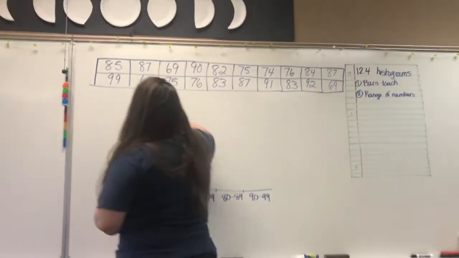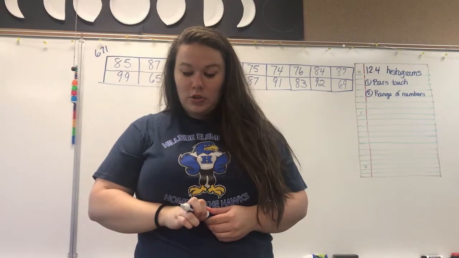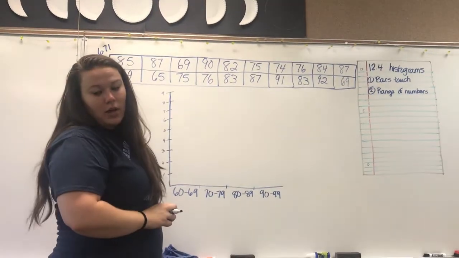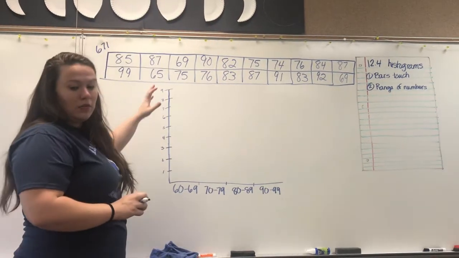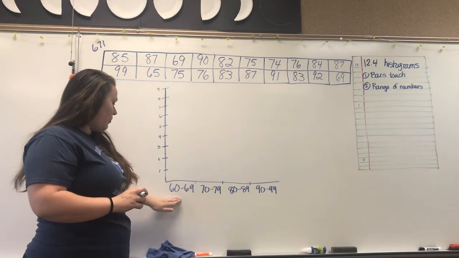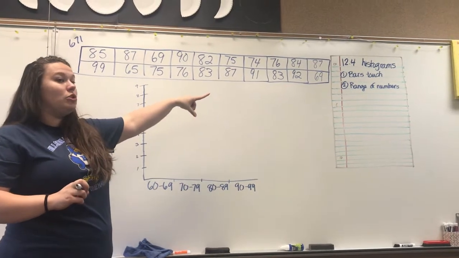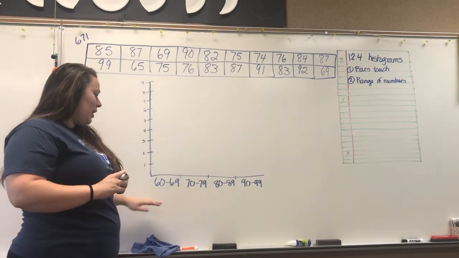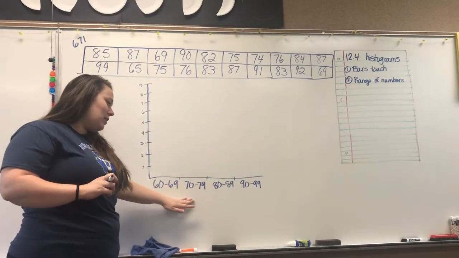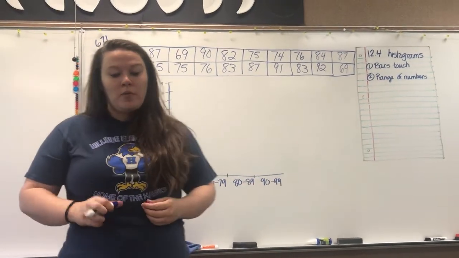So I am on page 671. All right, so we have the table written up here, and these are scores on math tests. If you look underneath, you have a score of 60 to 69. That goes with kind of rule number 2 on your notes. There is a range of numbers right here. Then you have the range of 70 to 79, 80 to 89, and 90 to 99.